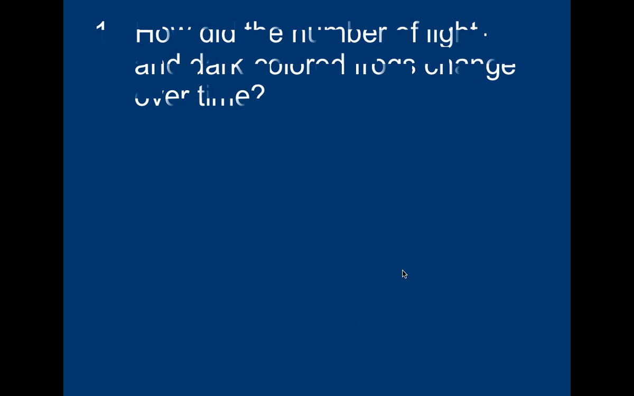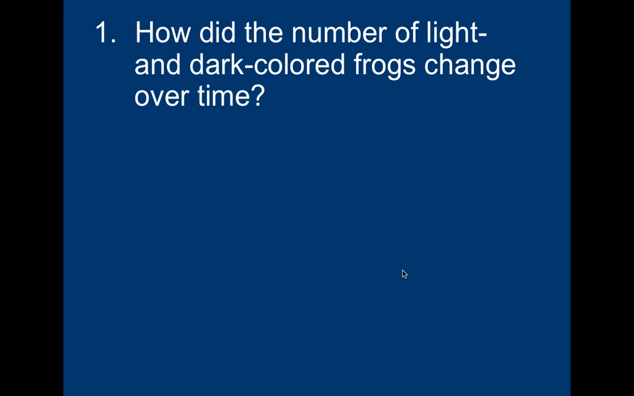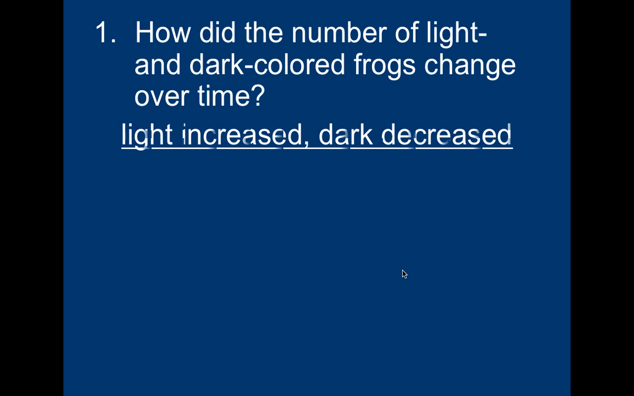Okay, so let's answer the question at the bottom. How did the numbers of light-colored and dark-colored frogs change over time? Well, the light one decreased and the dark one increased. So here we see individuals getting selected. We have natural selection happening, and the population, the group as a whole, is changing. That's what we're looking for.